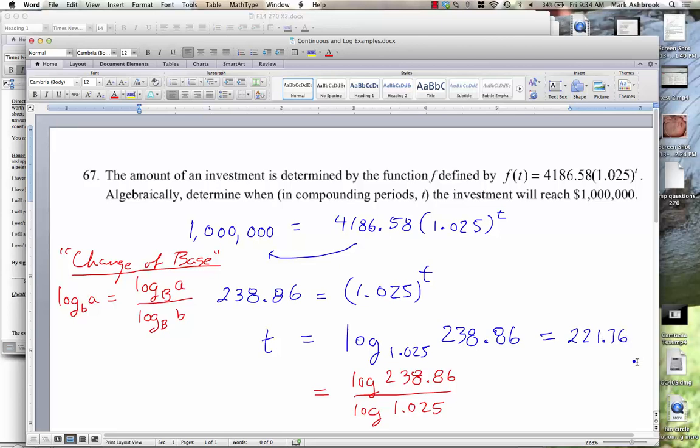So the answer 222 is in fact correct, because at 221 years, do we have the million yet? No, we need more time. So it's not until actually 222 years that we have the million. So that's why this problem says number of compounding periods, because if the compounding periods were monthly, if we were making 2.5% monthly, then this might be a little more realistic, right?